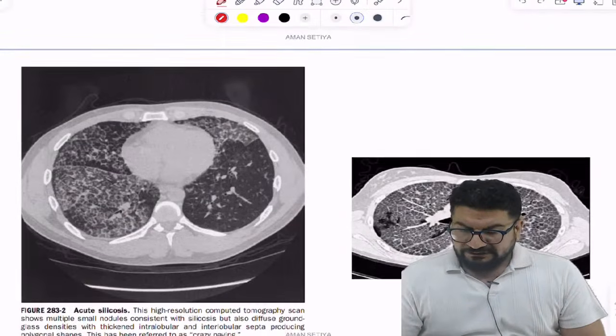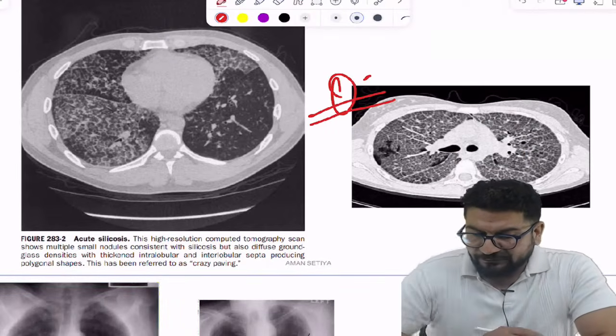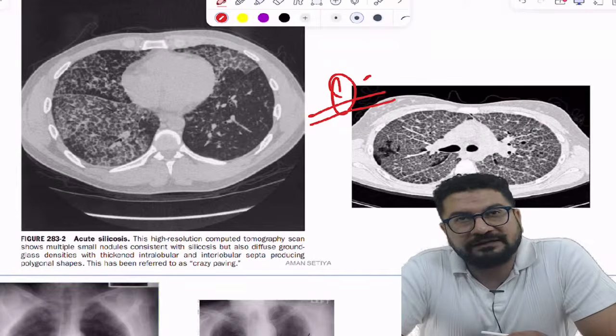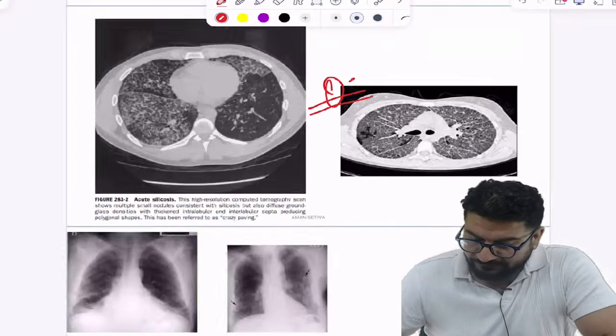Okay, now try to understand. They ask you question like this. Image also came in exam. It is silicosis image. You can see like crazy pavement pattern. ये CT का image बार-बार exam में आता है. That we see in a patient of silicosis.